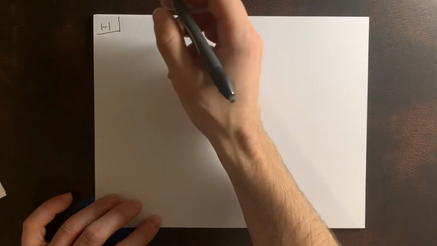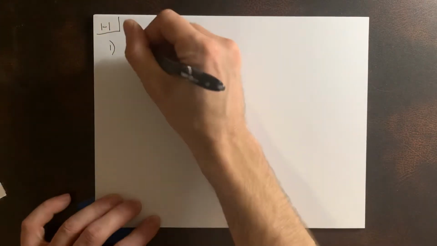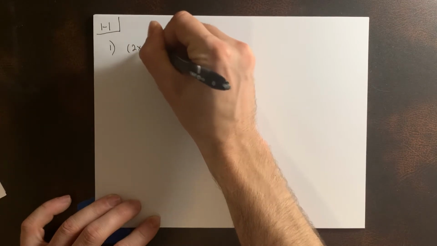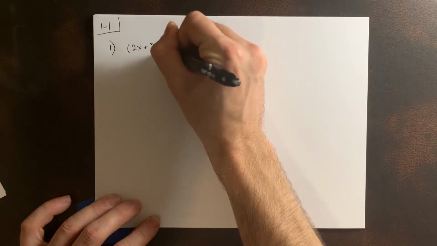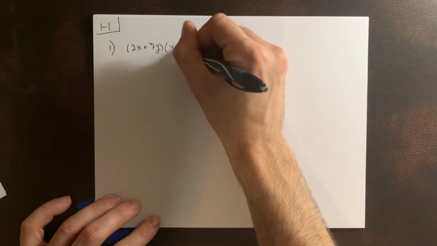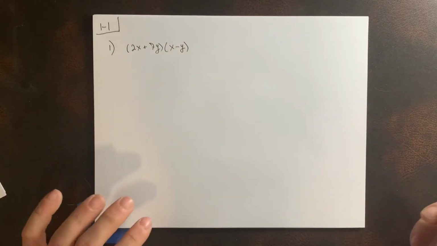So from section 1.1, the first problem that we'll go over is going to be multiplying two things that look like this together. So we can do, say, 2x plus 7y, and then we can multiply this to, let's do just x minus y. So this could be a review.